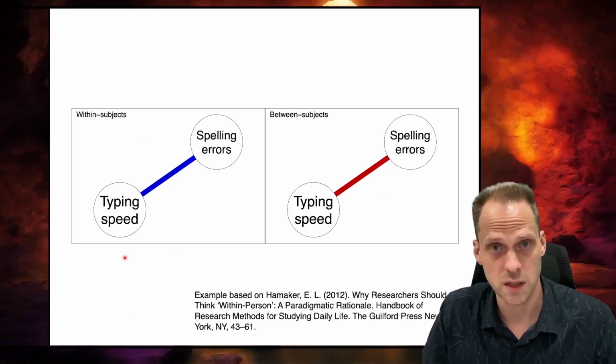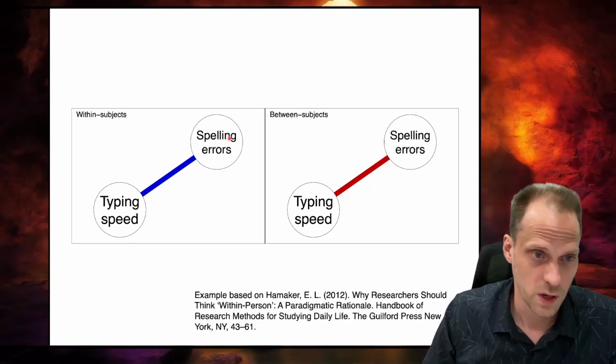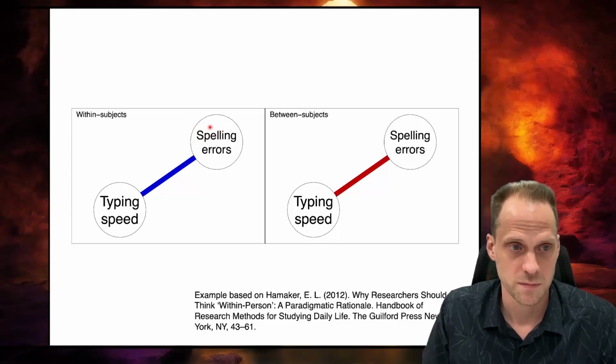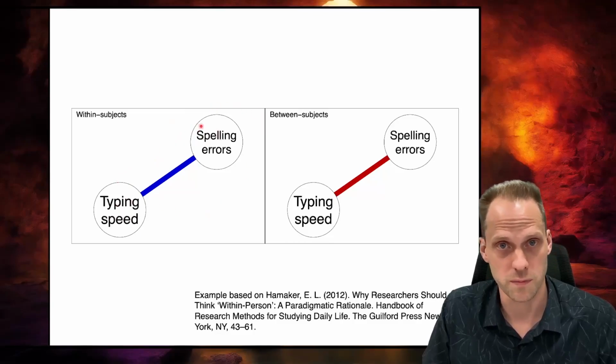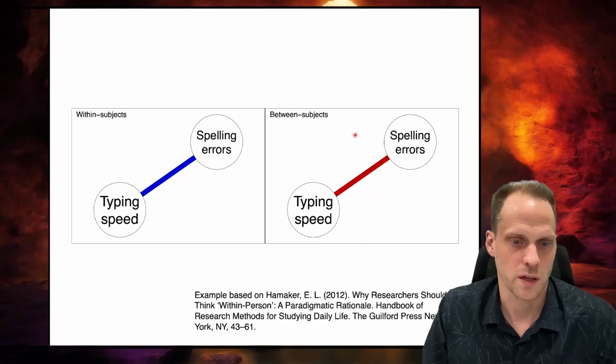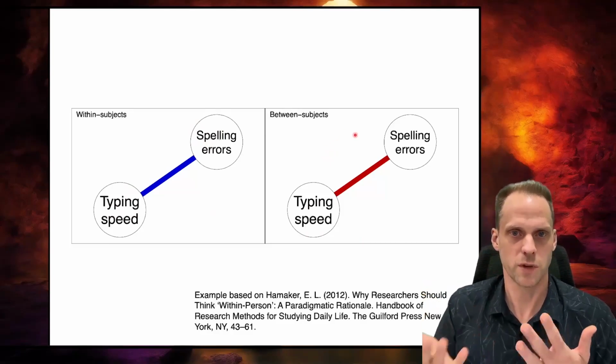Now, in this case, if you want to think in terms of causation, we can look at both networks, right? So, okay, if I want to reduce the number of spelling errors that I make for my next text, then I should type slower. So I should look at this within-subject level. But this between-subject level can also be illuminating. You can tell me, okay, if I actually want to become a person that doesn't make a lot of errors, maybe I should practice writing a lot.